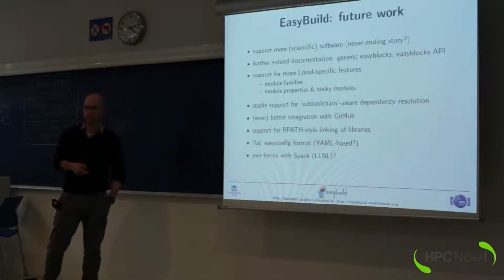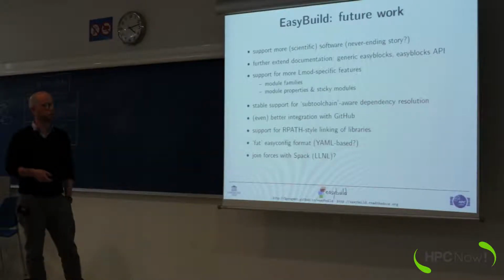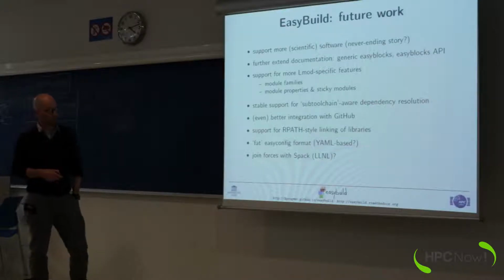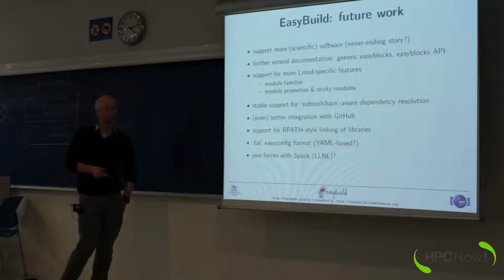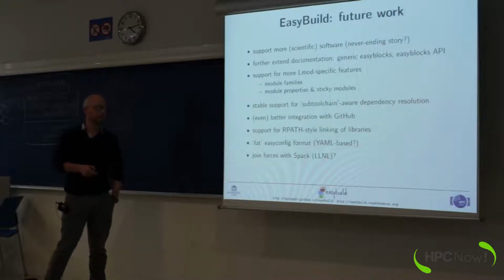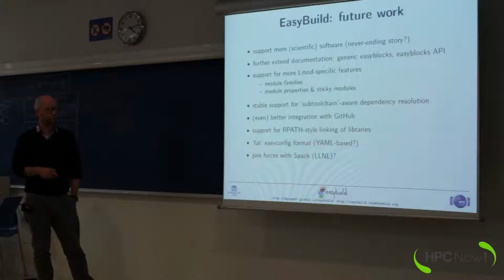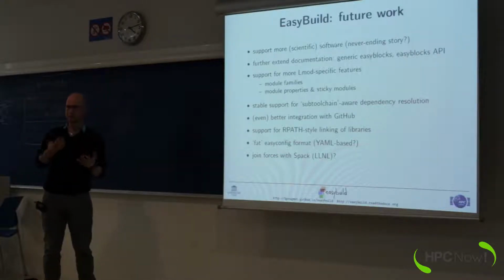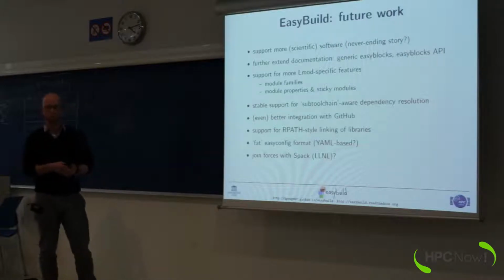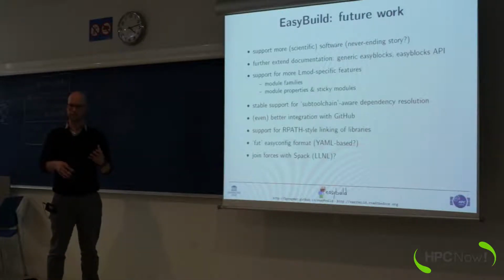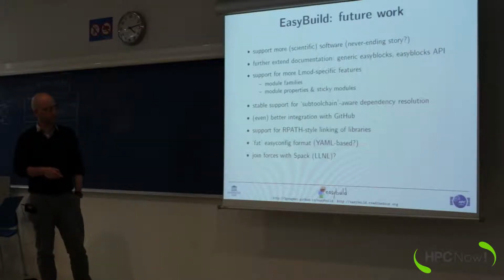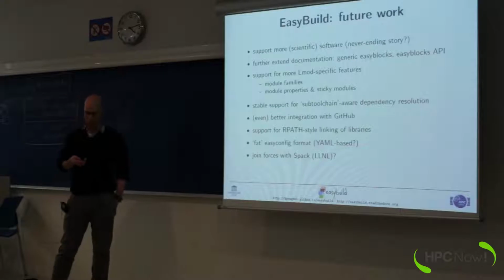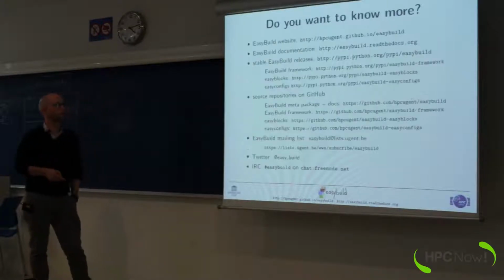We want to have better integration with GitHub so that the process of contributing back is a lot easier. We would like to do RPATH style linking. More or less the code to do that is inside, but the testing is the thing that's lacking. We were also thinking about a kind of fat easyconfig format. Rather than just have a single version of software in a file, we might be able to support a fat file that can have descriptions of multiple versions. And then this idea of maybe joining forces with SPACK somehow, trying to work together a bit more.